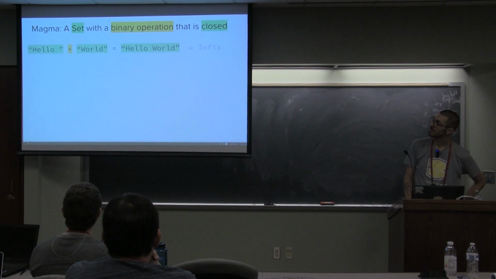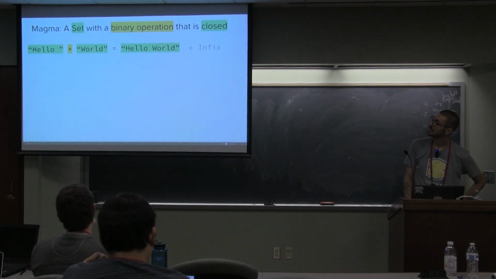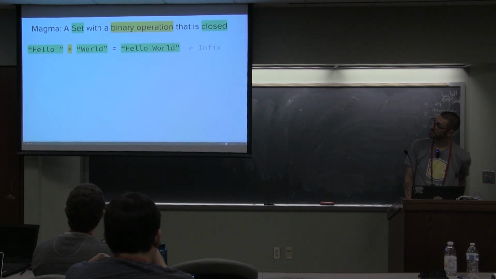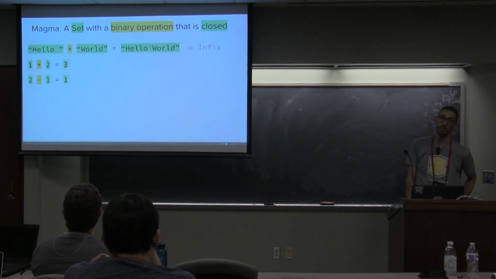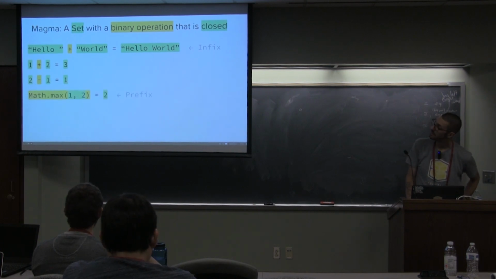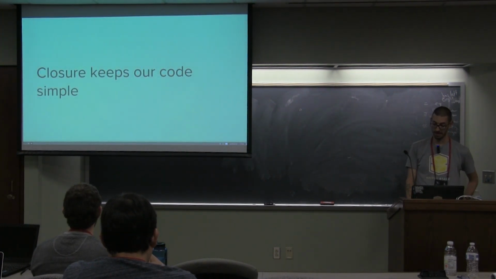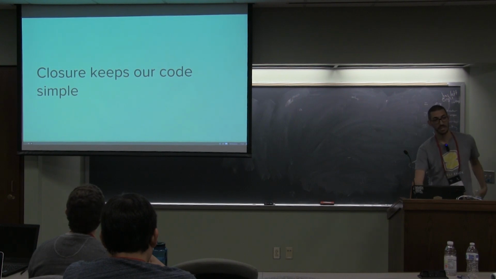So what are some examples? Well, as it turns out, we can use infix notation and do hello world. That works. 1 plus 2 equals 3. And you see the binary operation I have in yellow, and the set is defined in the green. We can do prefix notation. It really doesn't matter how we end up doing that. But the important part to remember is that this closure property keeps our code simple.